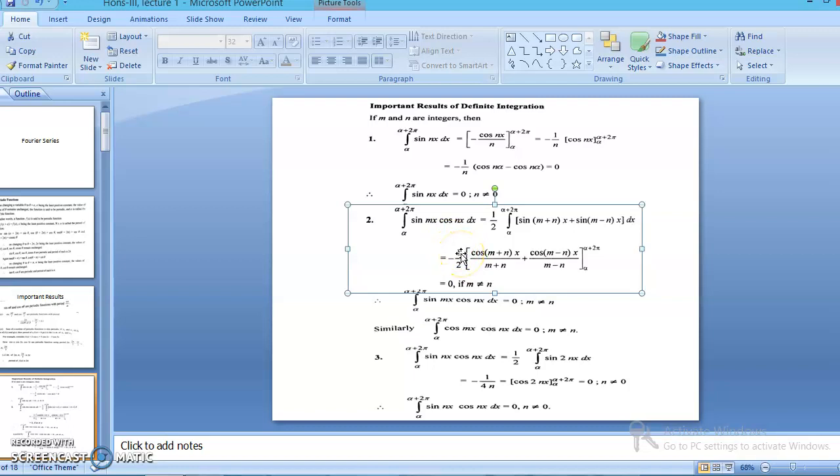Similarly, we have another result. The integration of the function sine mx cos nx from alpha to alpha plus 2 pi is also 0. This is possible only when m is not equal to n. The third one is the integration of the function sine nx cos nx from alpha to alpha plus 2 pi, which is also 0 provided n is not equal to 0. We have to remember all these results to proceed with the topic Fourier series.